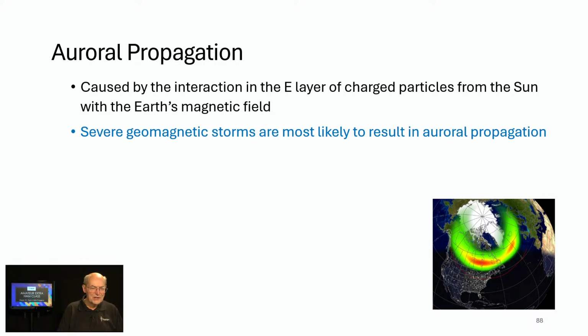Aurora, think of the poles again, is caused by the interaction in the E layer of charged particles from the sun with the Earth's magnetic field. Remember, we talked earlier about how that happens. Severe geomagnetic storms are most likely to result in auroral propagation, because a severe geomagnetic storm would put lots and lots of junk from the sun into the Earth's magnetosphere, and that would tend to absorb signals over the poles.